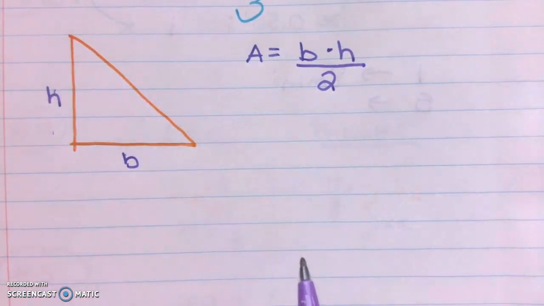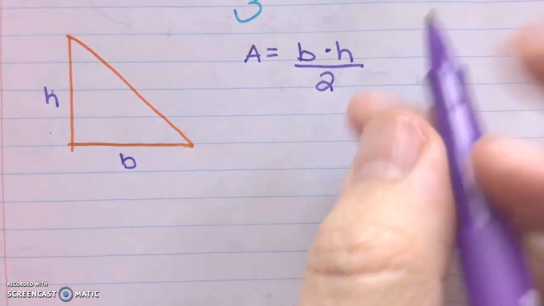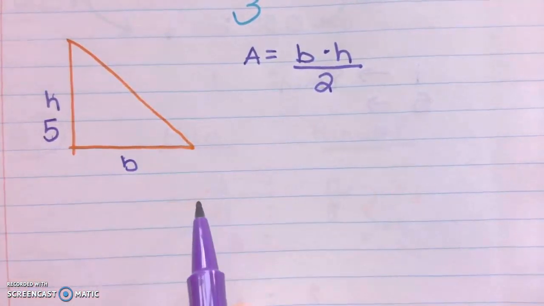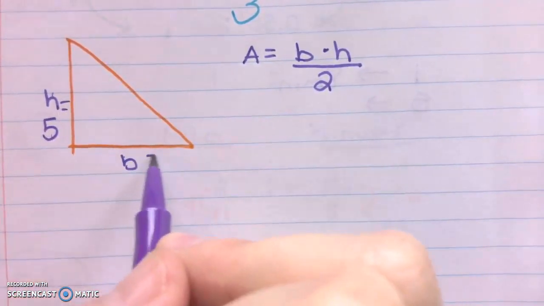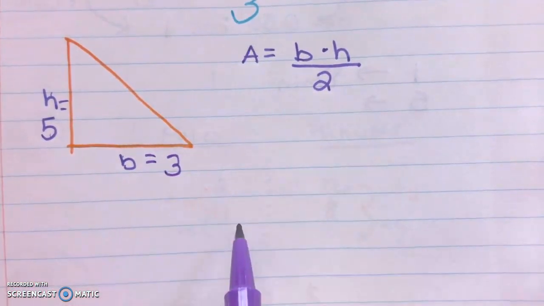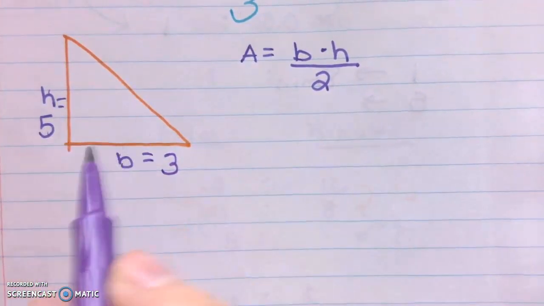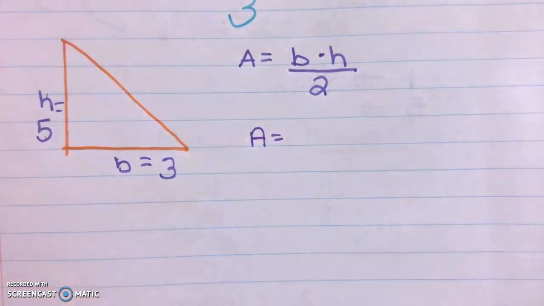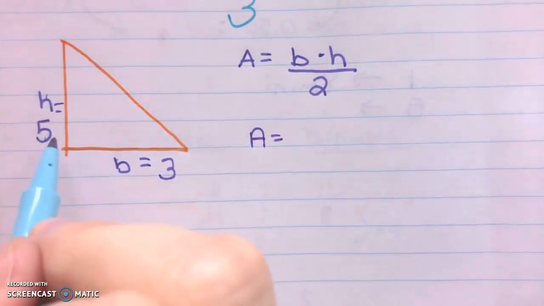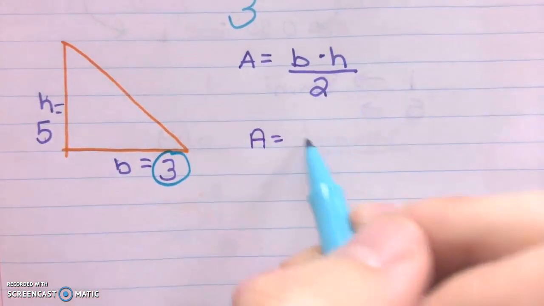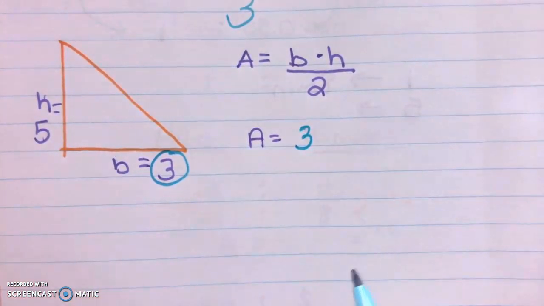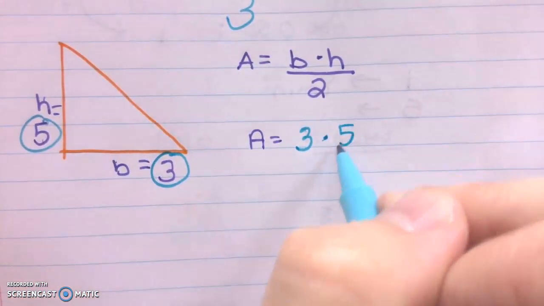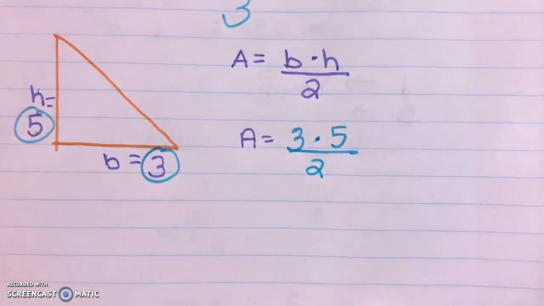So let's just say our height was, I don't know, 5, doesn't matter. And our base is 3. In order to find the area of a triangle, our area would be our base, which is 3, times our height, which is 5, divided by 2.